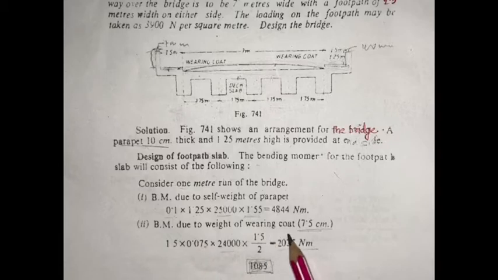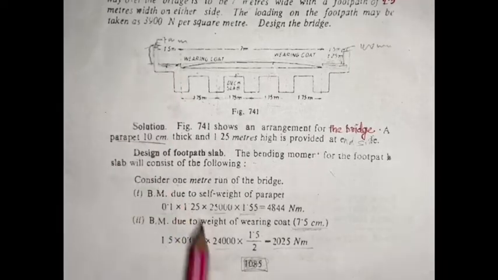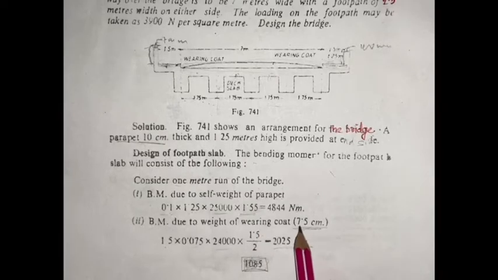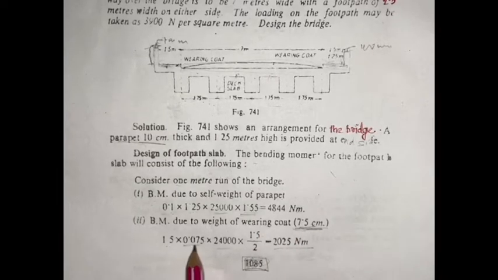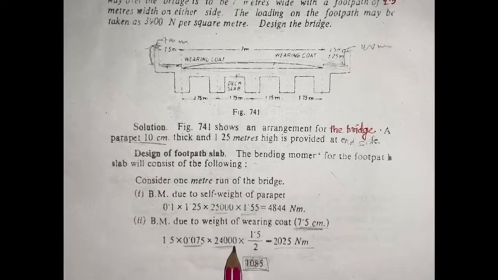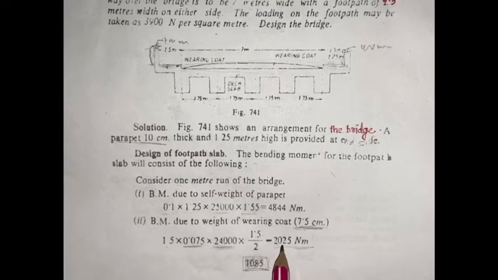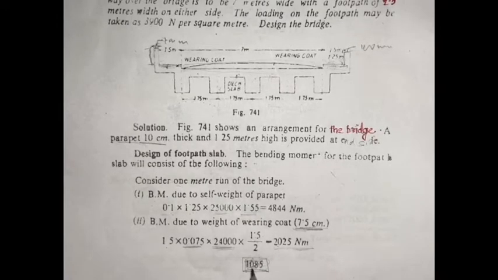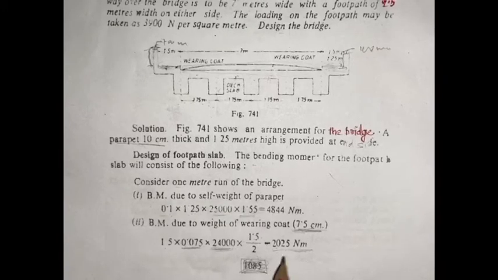Bending moment due to the wearing coat of 7.5 centimeter. We have to find the bending moment that develops because of the wearing coat. So 1.5 is this length, and this is the thickness of the wearing coat, converted into meter, 0.075, into the specific gravity of the material, 24,000, into 1.5 divided by 2, equal to 2025 Newton meter.